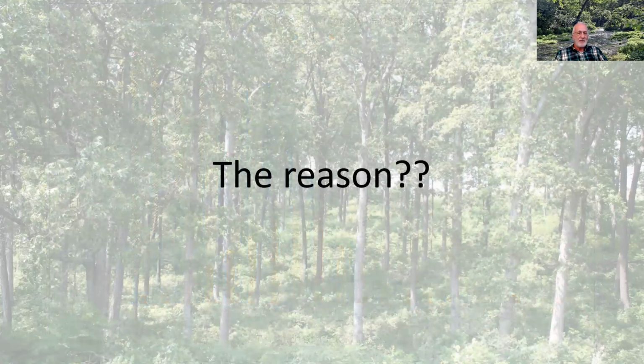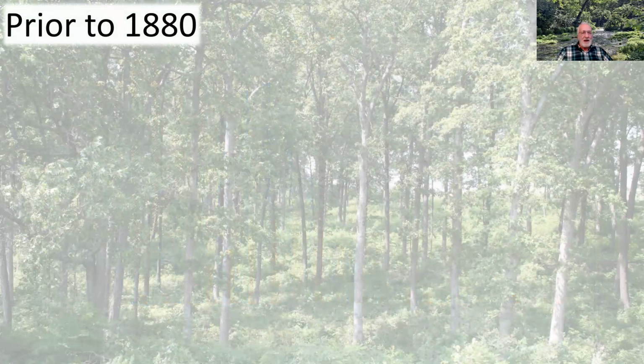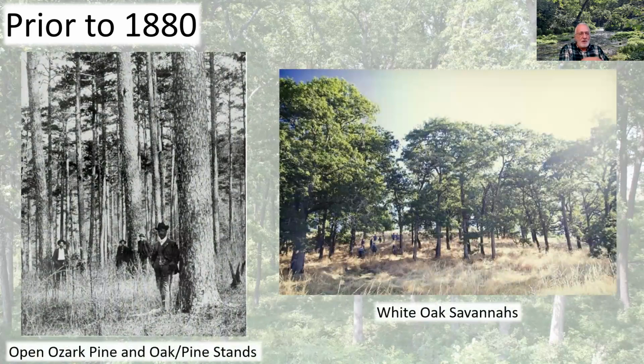So what's going on there? Really, we need to step back, particularly here in Missouri, but this was something that was happening across the eastern United States. So we look prior to 1880, prior to when European settlers came into our wood basket of the Ozarks. What it looked like was this. We had open Ozark pine and oak-pine stands in Shannon County down in southeast Missouri. As we went west and north into the prairies, we had these white oak savannas. But again, we had these open woodlands.